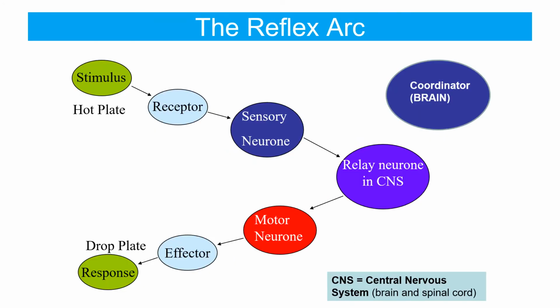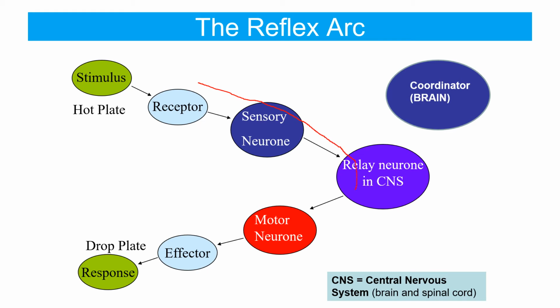So from GCSE you probably learned something like this, and again you must learn the stages here. So you get the receptor, which is detecting the change in stimulus. That goes to the sensory neuron, which is often connected directly to it. That then goes to the relay neuron via a synapse.